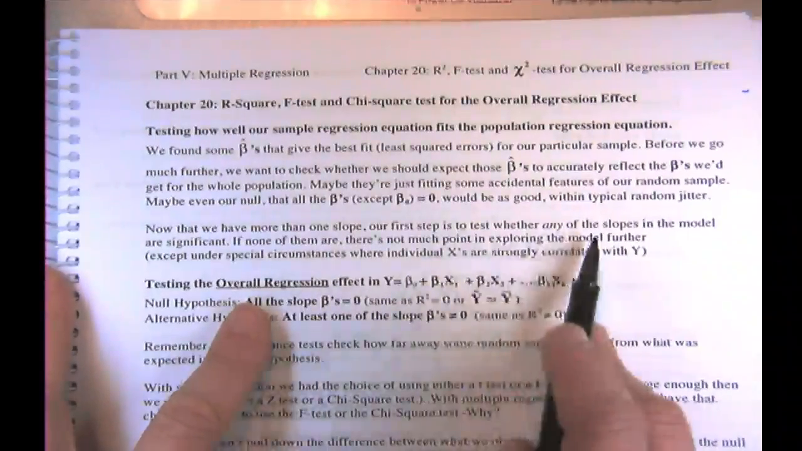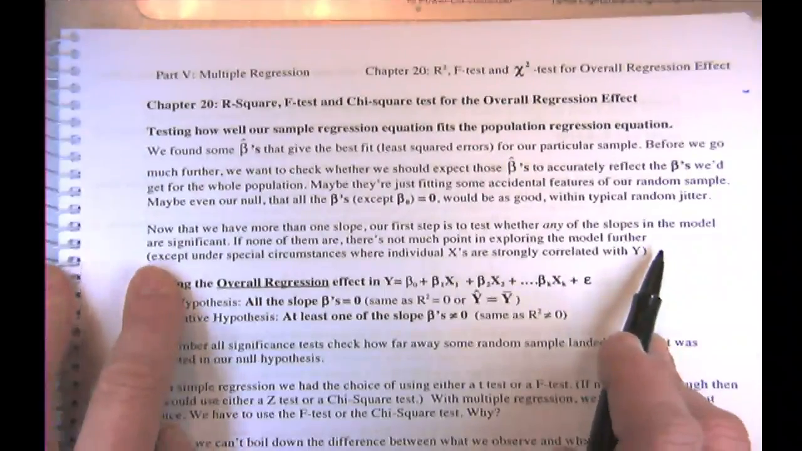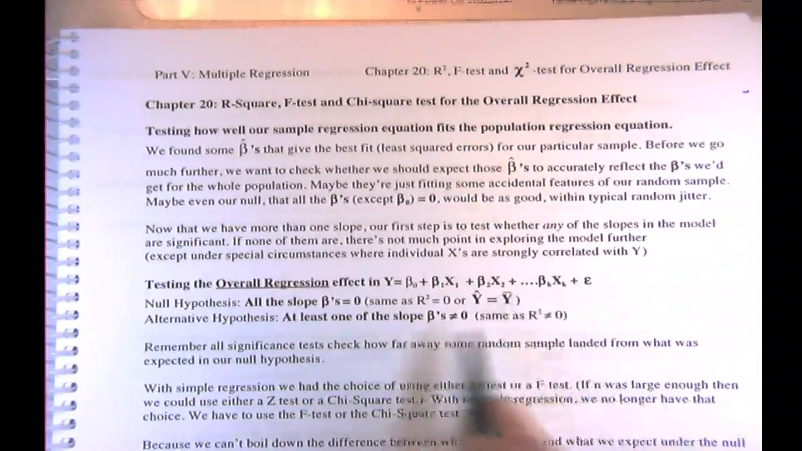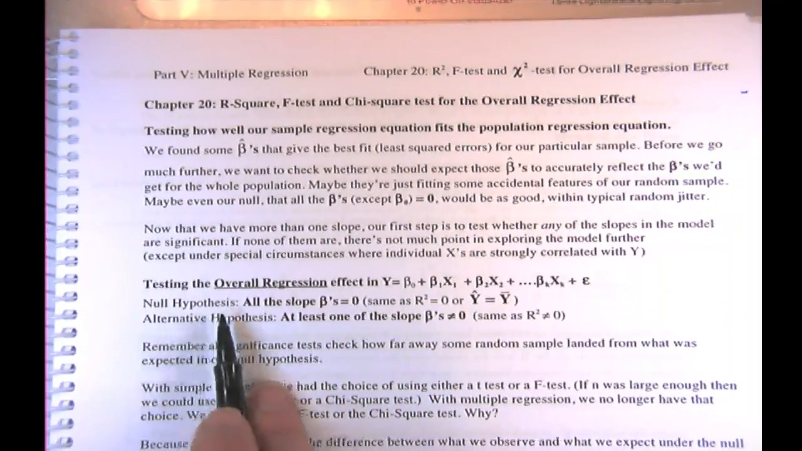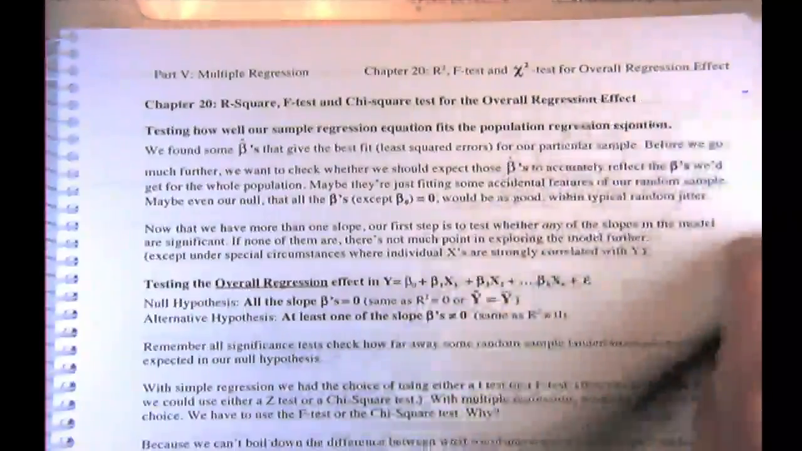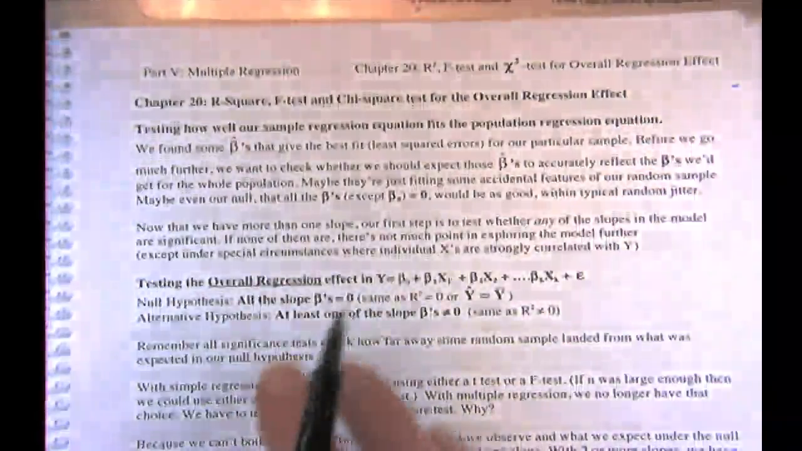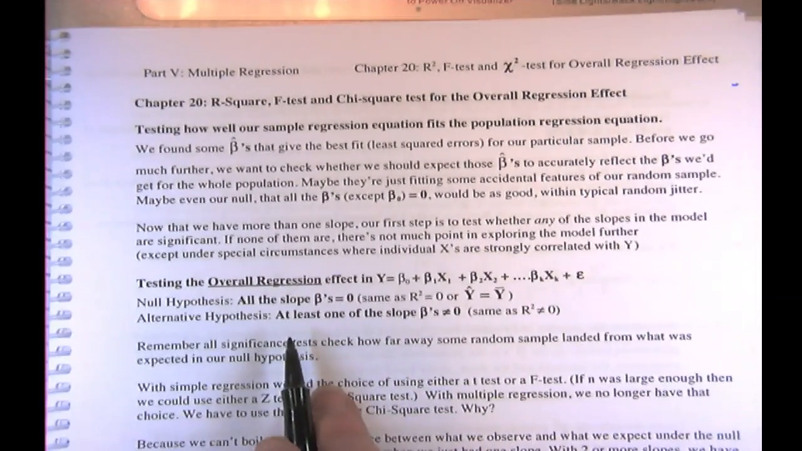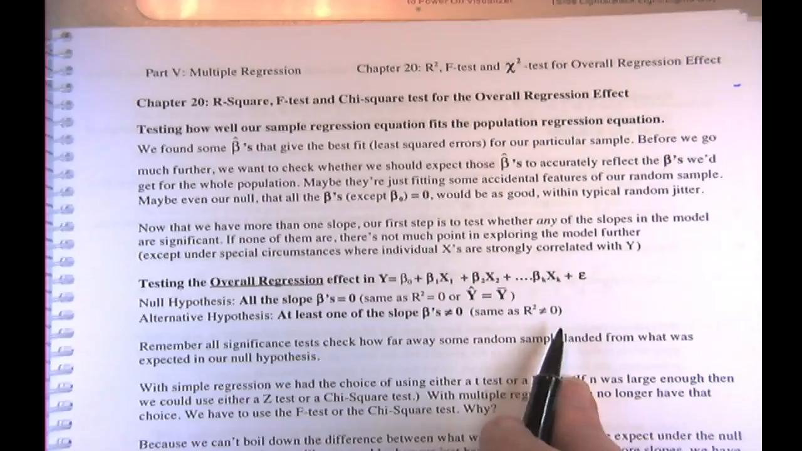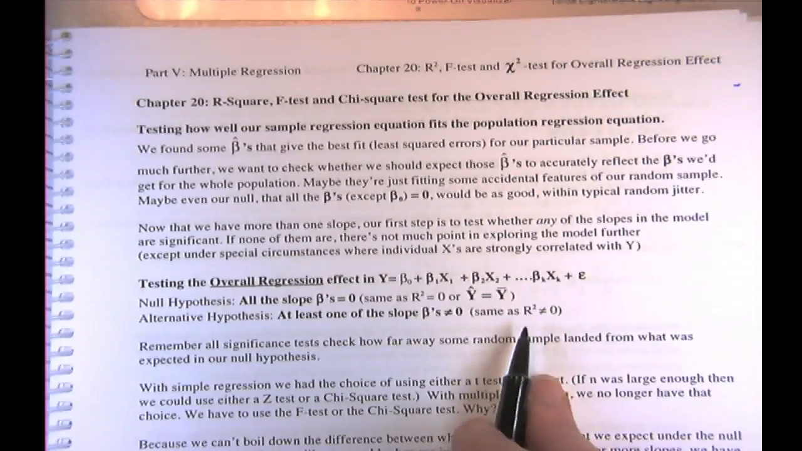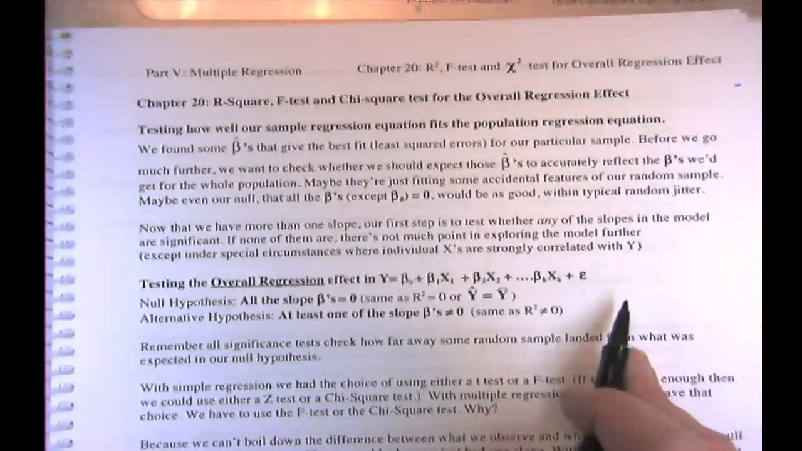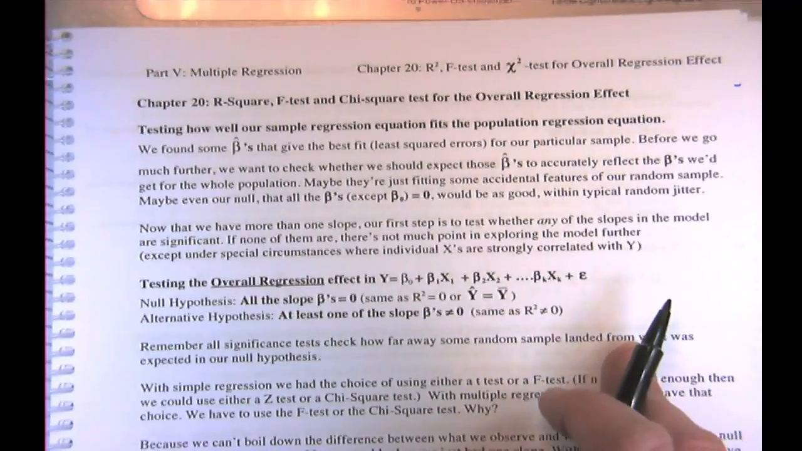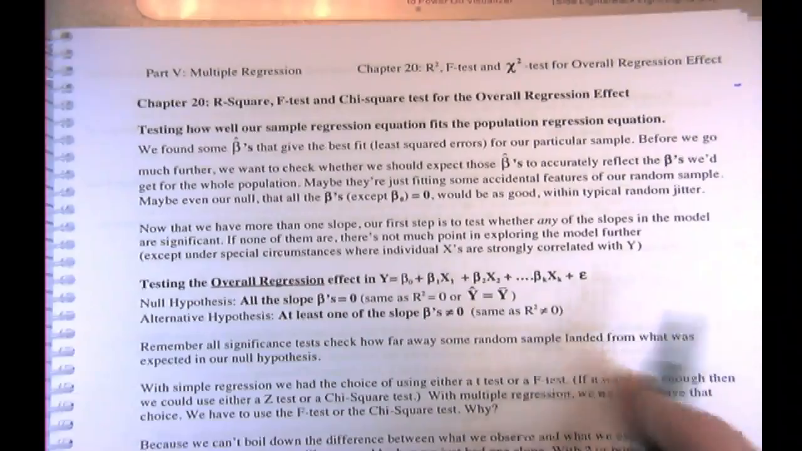Now that we test more than one slope, we have to test whether any of the slopes in the model are significant. Any of them. That's what we're going to do first. If none of them are, there's not much point in going further. So we're just going to test what's called the strict null, that every one of the slopes is 0. In other words, we don't really have anything in our model at all. We might as well just predict the average. And then the alternative is at least one of the slopes is not equal to 0. That's the same thing as testing whether R squared, our multiple correlation coefficient, which is the correlation between our predicted values and our observed values, is significantly different than 0.